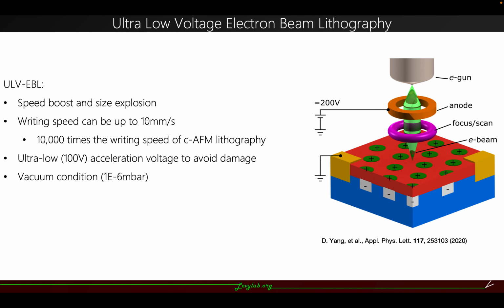Another newly developed technique is ULV-EBL. The concept is when you expose some part of LAO-STO to an electron beam, the interface becomes conducting locally. Most of the time, we would like the acceleration voltage to be low, around several hundred volts, to avoid damaging the sample. Compared to conductive AFM lithography, the advantage of this technique is its high writing speed and large working area. It is very suitable for creating large two-dimensional devices.